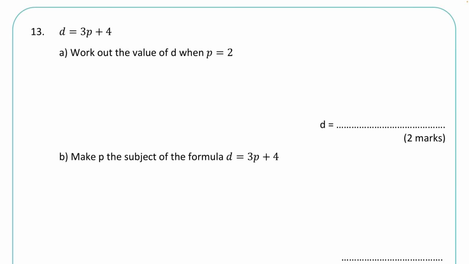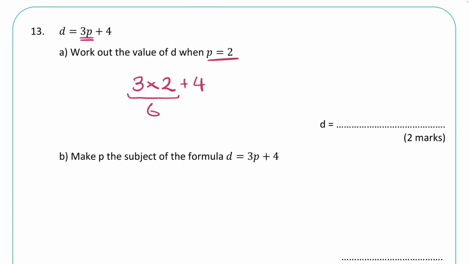Question 13, we're looking at some algebra, so we have work out the value of d when p is equal to 2. And it tells us that d is equal to 3 lots of p plus 4. So remembering, 3p means 3 times p, so we have 3 times 2, and then add 4. 3 times 2 is 6, add 4 is equal to 10. So d is equal to 10.